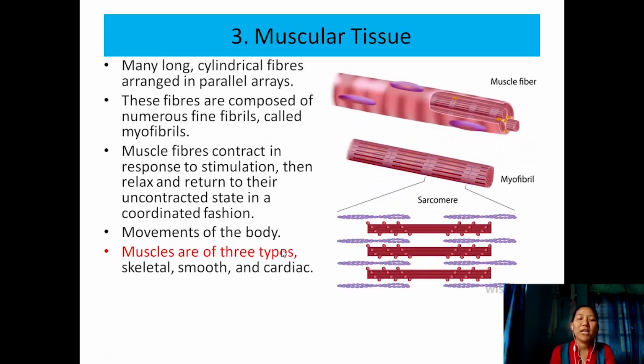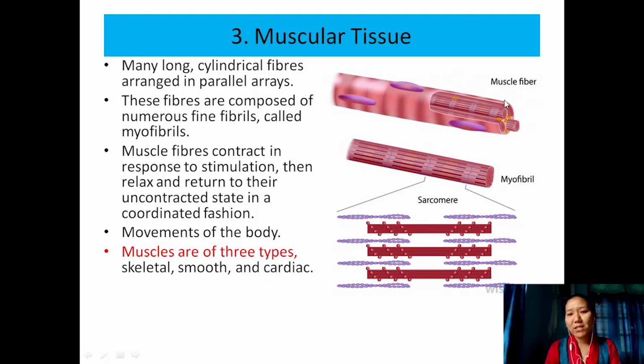Now the third type of tissue is muscular tissue. This muscular tissue is composed of so many long cylindrical fibers, and these fibers are arranged in a parallel way. Here you can see they are arranged parallelly. So many fibers you can find. Each one is called a muscle fiber or myofibril.